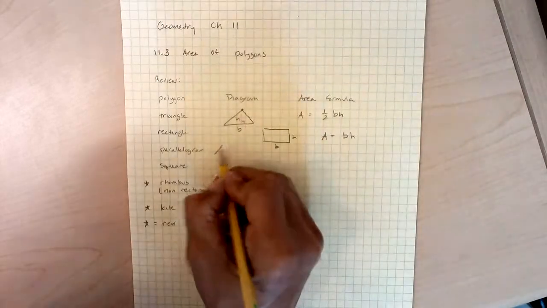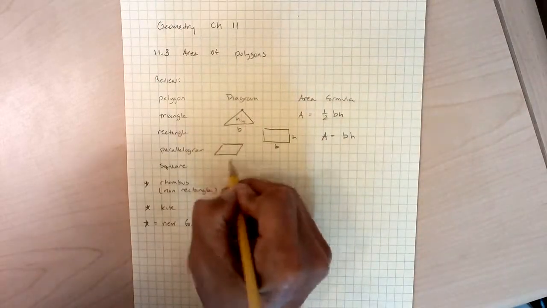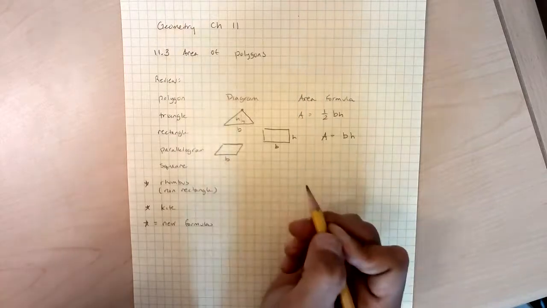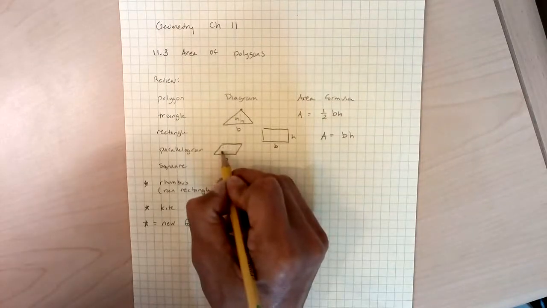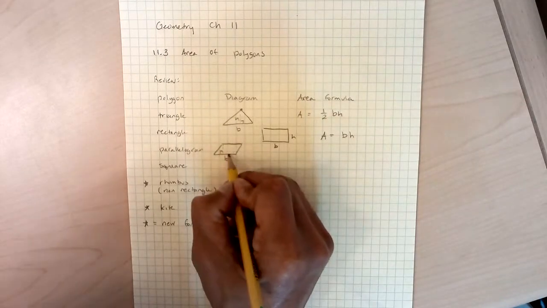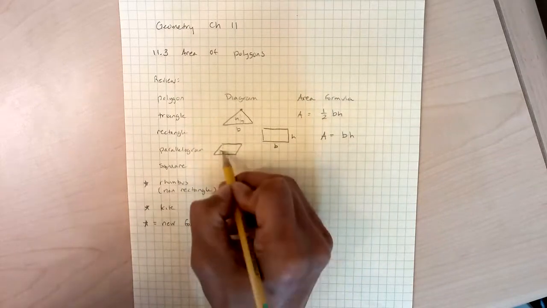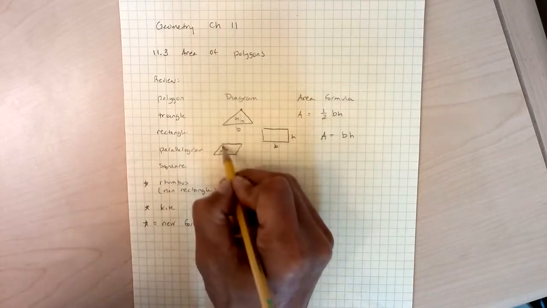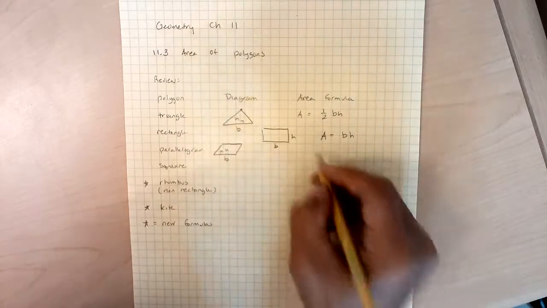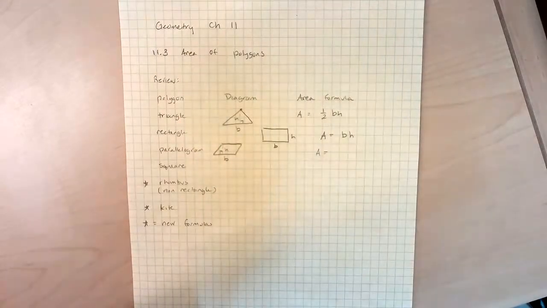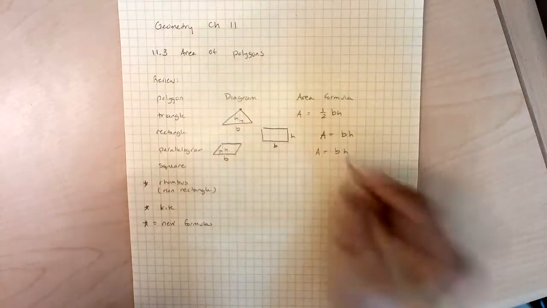For a parallelogram, opposite sides are parallel. You can let one of the sides be the base, and then the height would be the distance from one of the bases to the other base. So this would be the height. It has to be perpendicular actually to each of the bases. Then the area formula is the same as for a rectangle, base times the height.